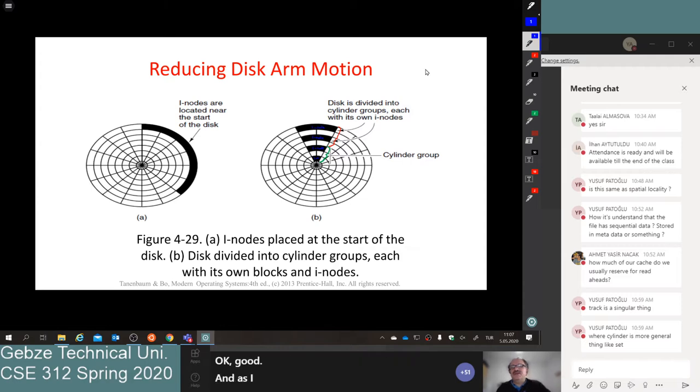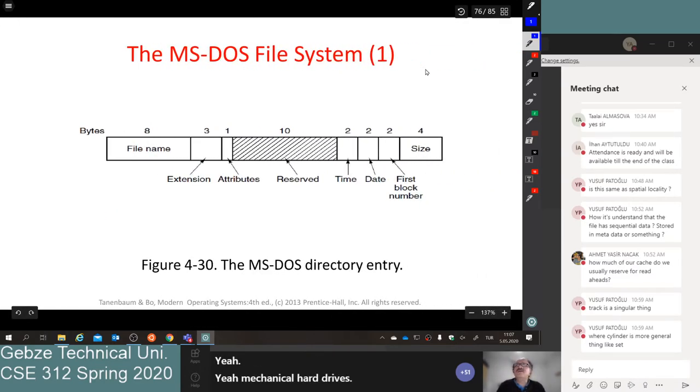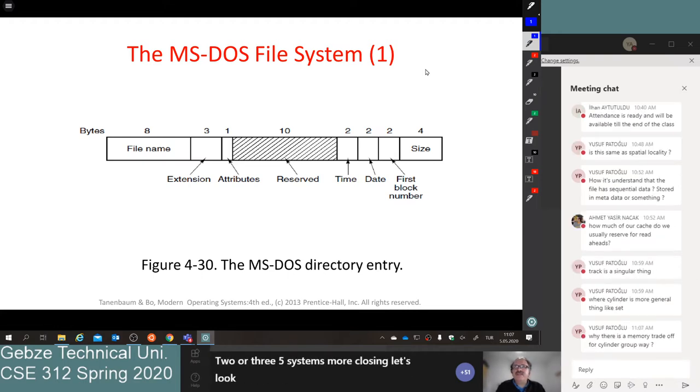And as I said before, this reducing of motion doesn't work for SSDs. It is valid only for mechanical hard drives. Okay, so if you continue, let's look at the structure of two or three file systems more closely. Let's look at the FAT-based file systems.